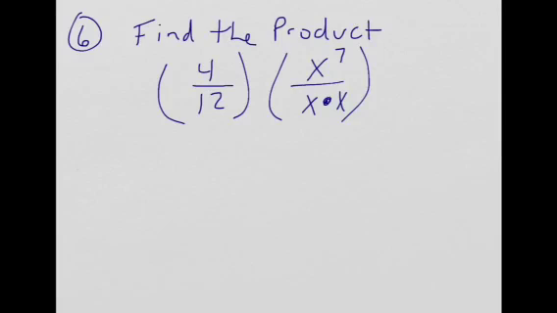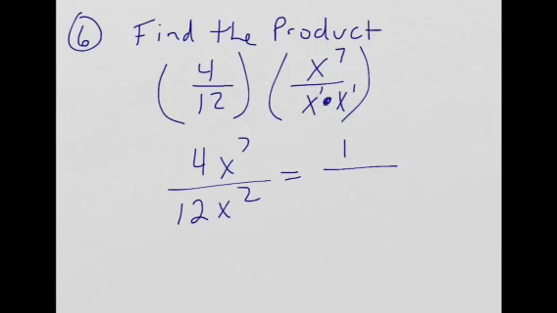Let's simplify again. So it's going to be 4x to the 7th over 12x squared, because remember there's 2 exponents there that we're going to add. So 4 goes into 4 1 time, 4 goes into 12 3 times. Where do I have more x's? I have them on the top. How many more do I have? I have 5. So my answer is going to be x to the 5th over 3.